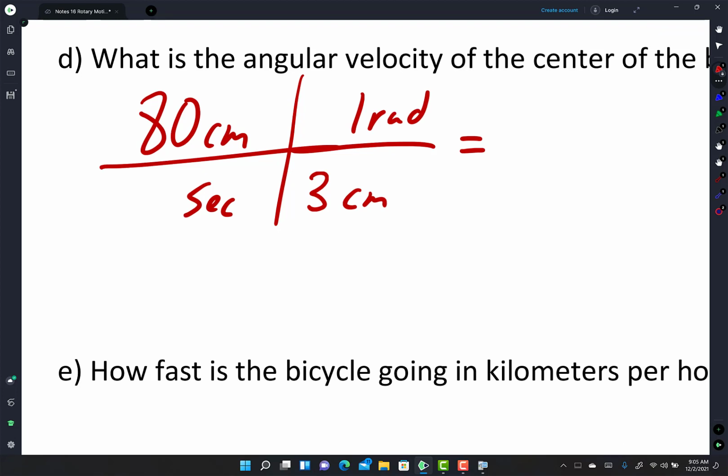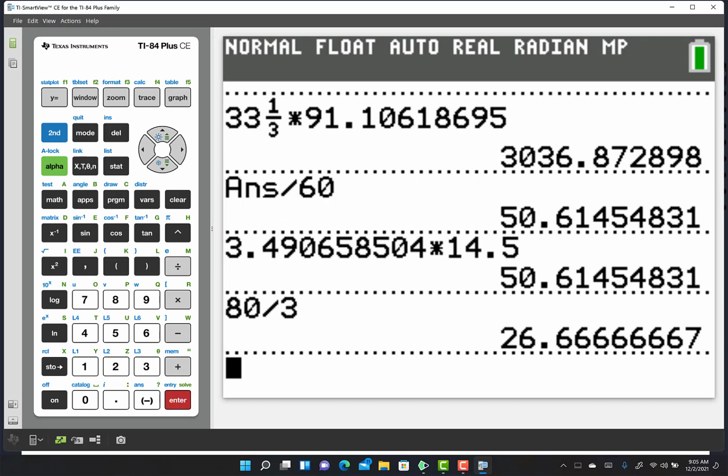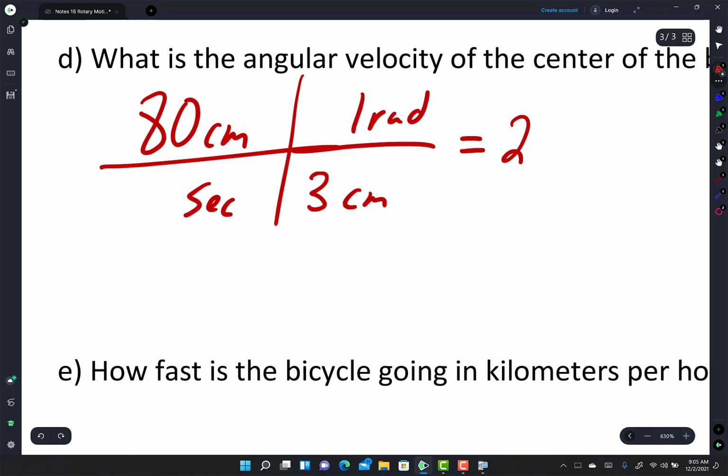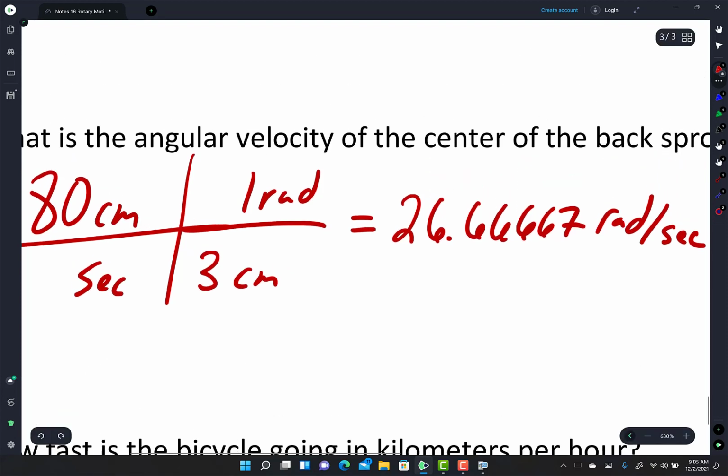So let's see, 80 divided by 3. I take my calculator, 80 divided by 3. Don't worry, I'm going to tell you a hack in a little bit. 26.6667 radians per second. Cool or not cool? All right, so check it out. I'm going to show you a different way.